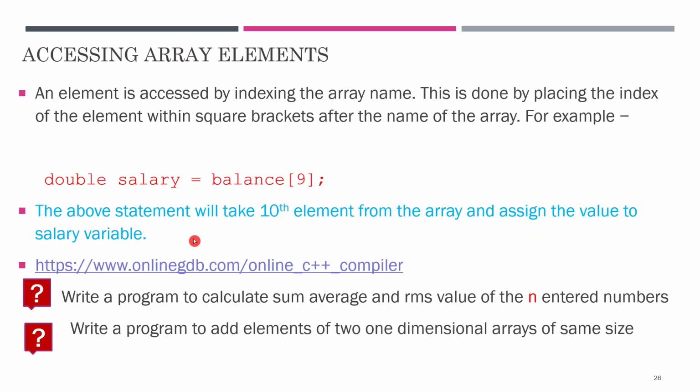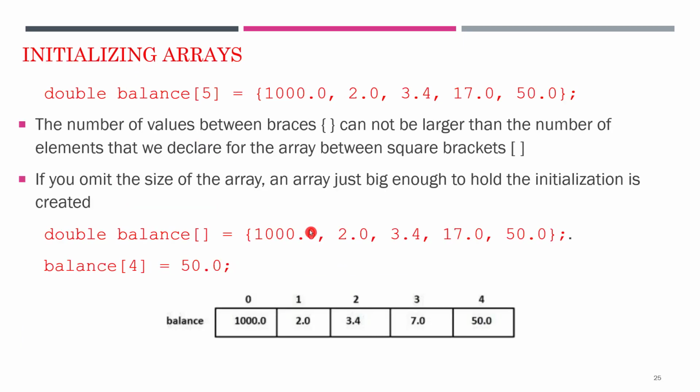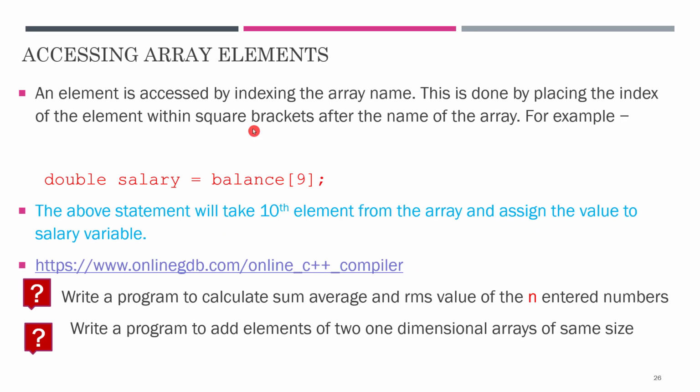How to access the array. So now we just learned how to input values into an array, and how to take values out of the array. An element is accessed by indexing the array name. This is done by placing the index of the element within square brackets after the name of the array. For example, double salary equals balance 9. The value at the ninth position will be taken. The above statement will take the 10th element, in the ninth position, from the array and assign the value to the salary variable.